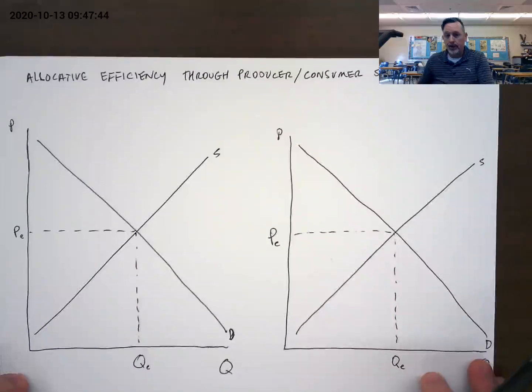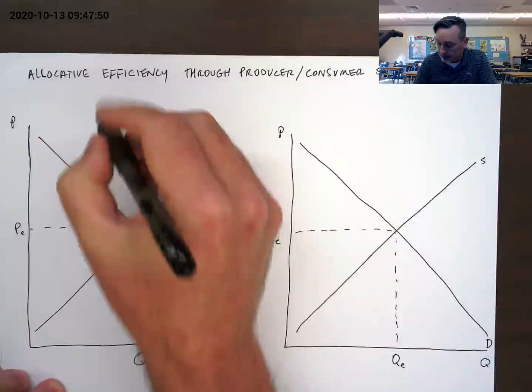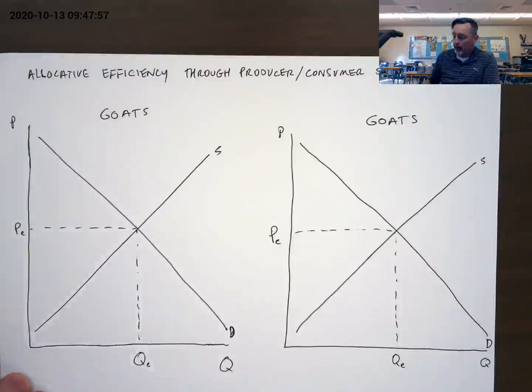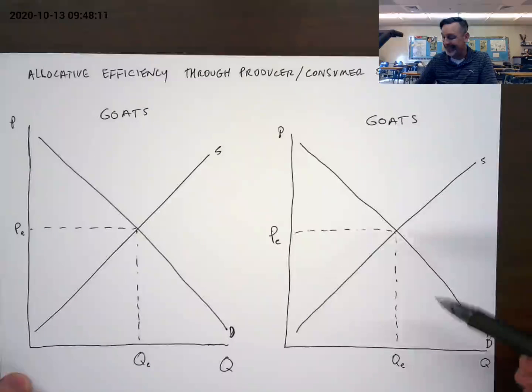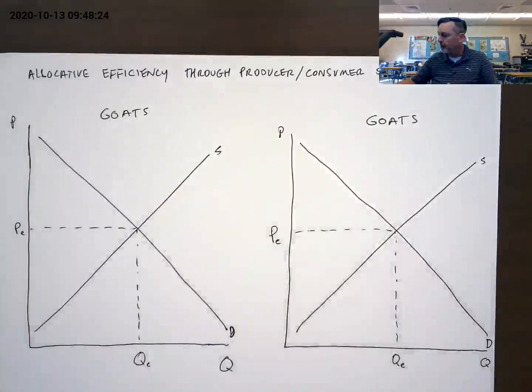Okay? So in this particular marketplace, we're looking at a market for, whatever you'd like. Let's just go with goats. So currently, these are both markets for goats, and we can see that they are working exactly the same in both places. The reason is that there is no interference in the marketplace. So let's introduce into one of these markets an interruption, something that isn't going to allow prices to do the job that prices are supposed to do.